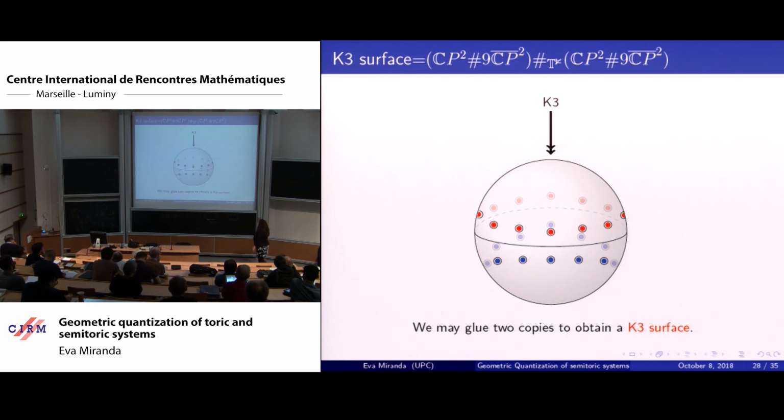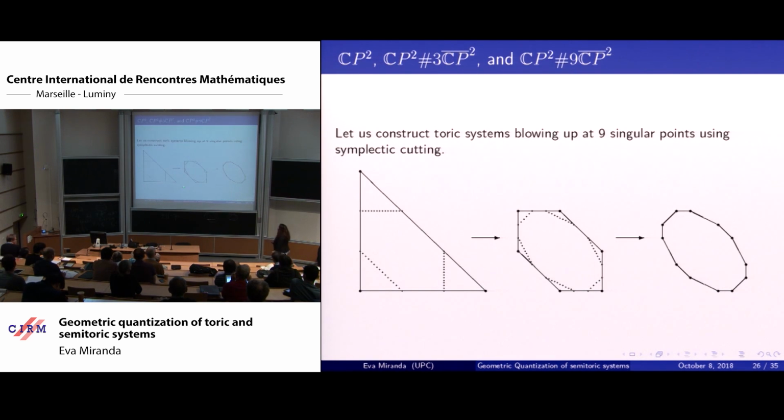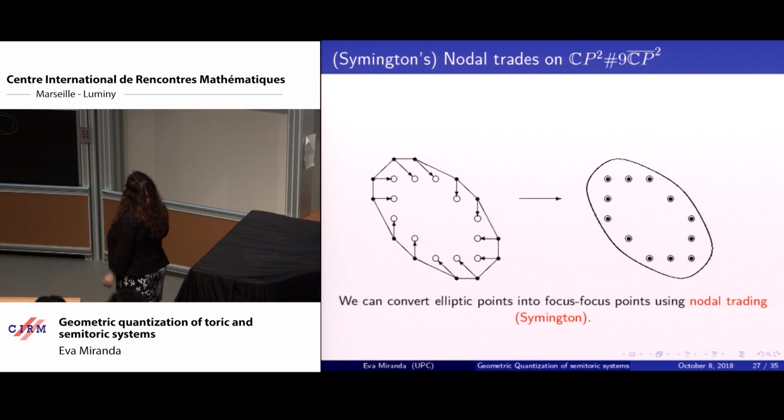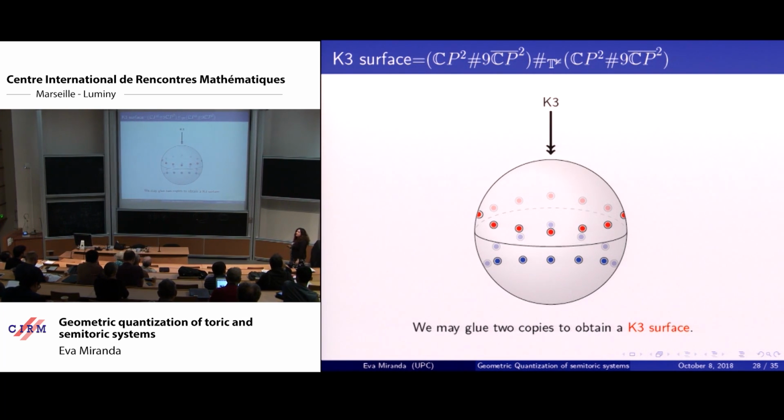And this K3 surface, so when I glue, so I go back, I have just 1 minute, but this is quite cute. So I start with CP2, I blow up at 3 points, then I blow up again, I have a toric manifold, I push the singularities inside, I get focus-focus singularities, and now I glue. So I get a K3 surface.